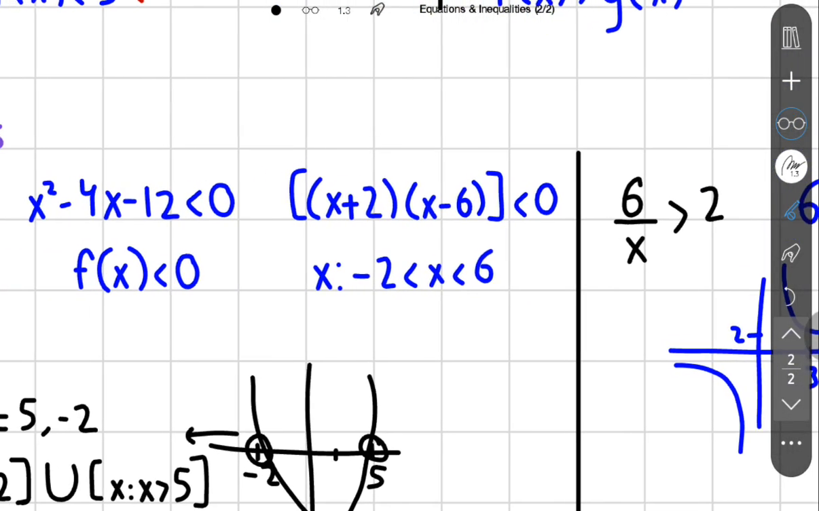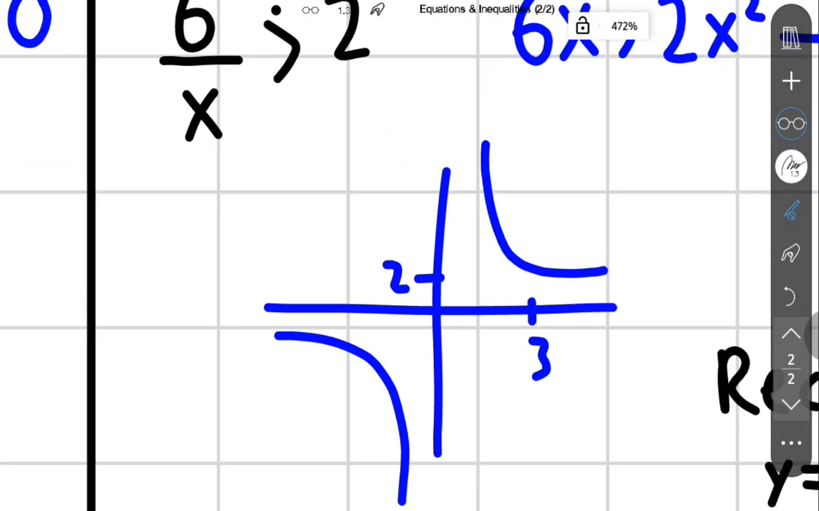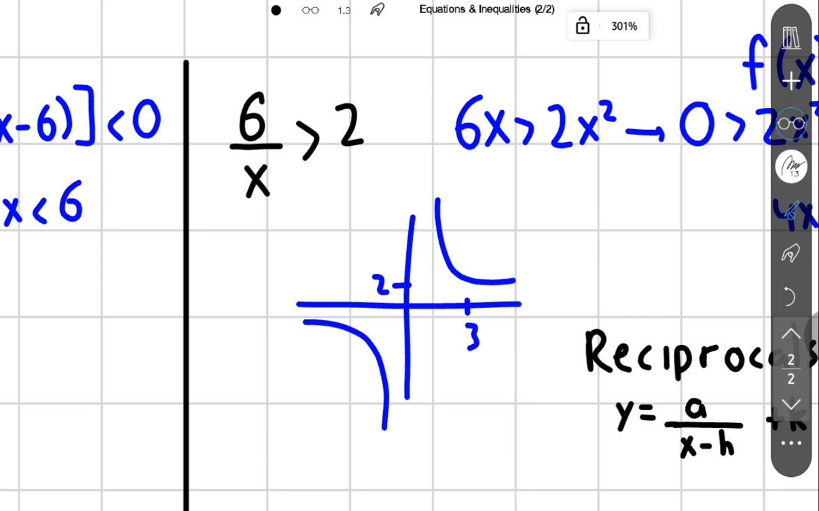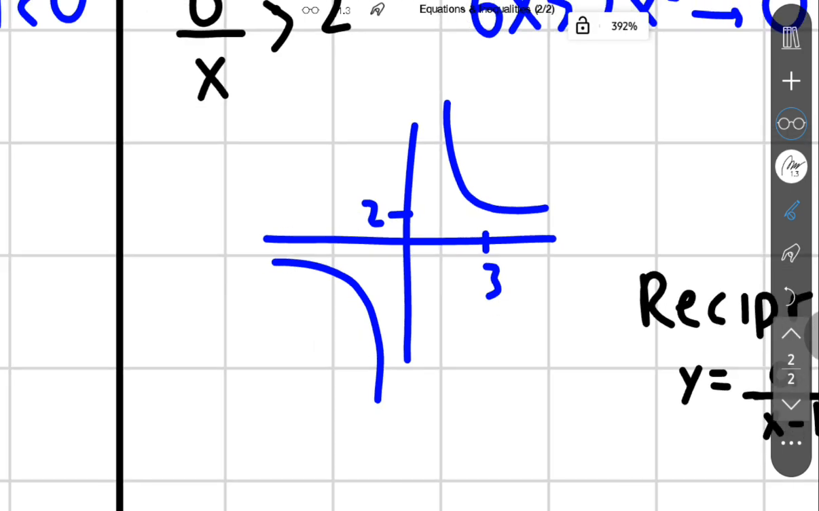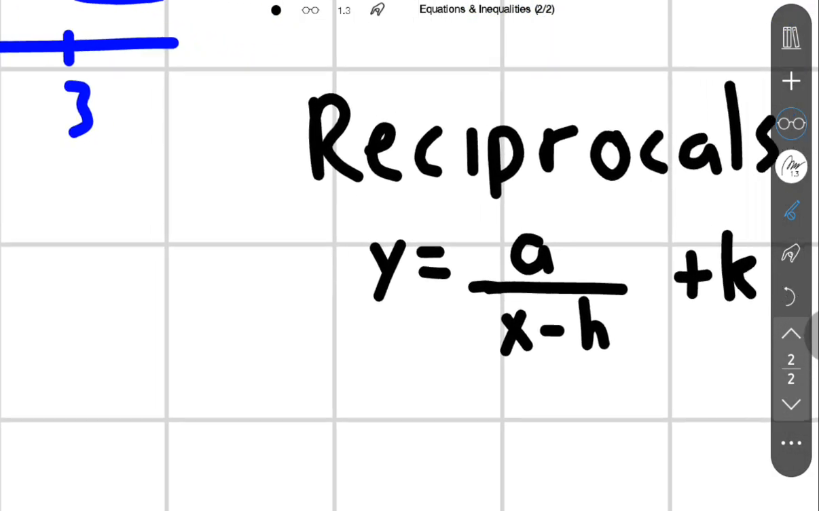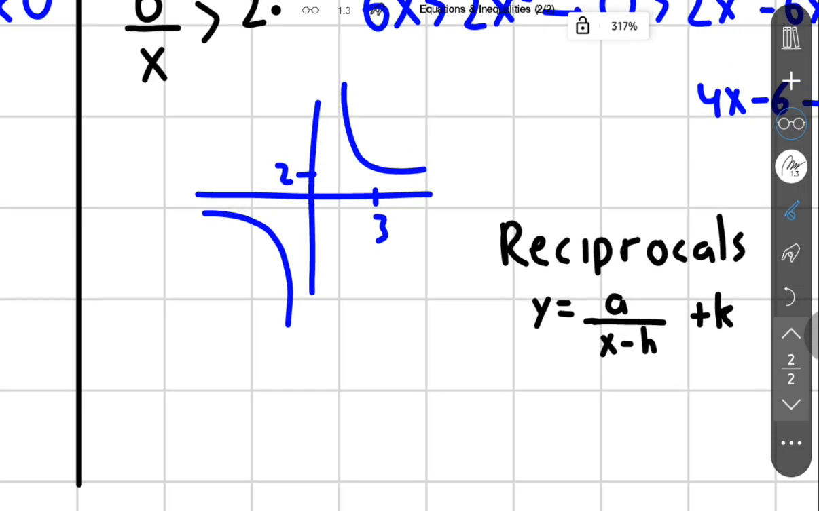But in here, as I said, what is it? 6 over x, there's no h term, so its x asymptote is basically x equals 0. X equals 0 is just the y axis. And also with k, if we look at the original function that we were solving, there is no k. So the asymptotes are just the axes, plural of axis. I'm waffling. So yeah, that's basically the standard form of reciprocals.